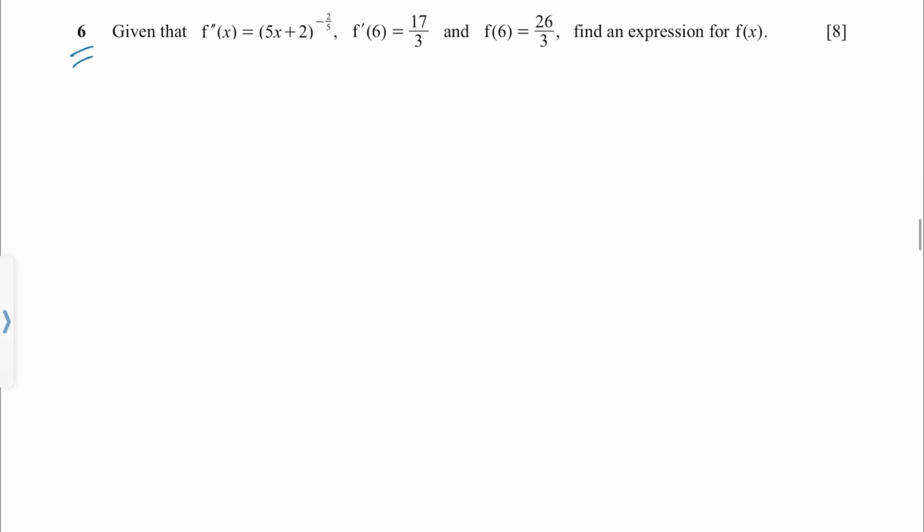Now moving on to question 6, where we are given f double dash x is this, and f dash 6 is equal to 17 upon 3. f 6 is this. We need to find the expression of f of x. This is a question of integration, since we are given the double derivative, single derivative, and then the simple function. So for that we need to calculate our integration.